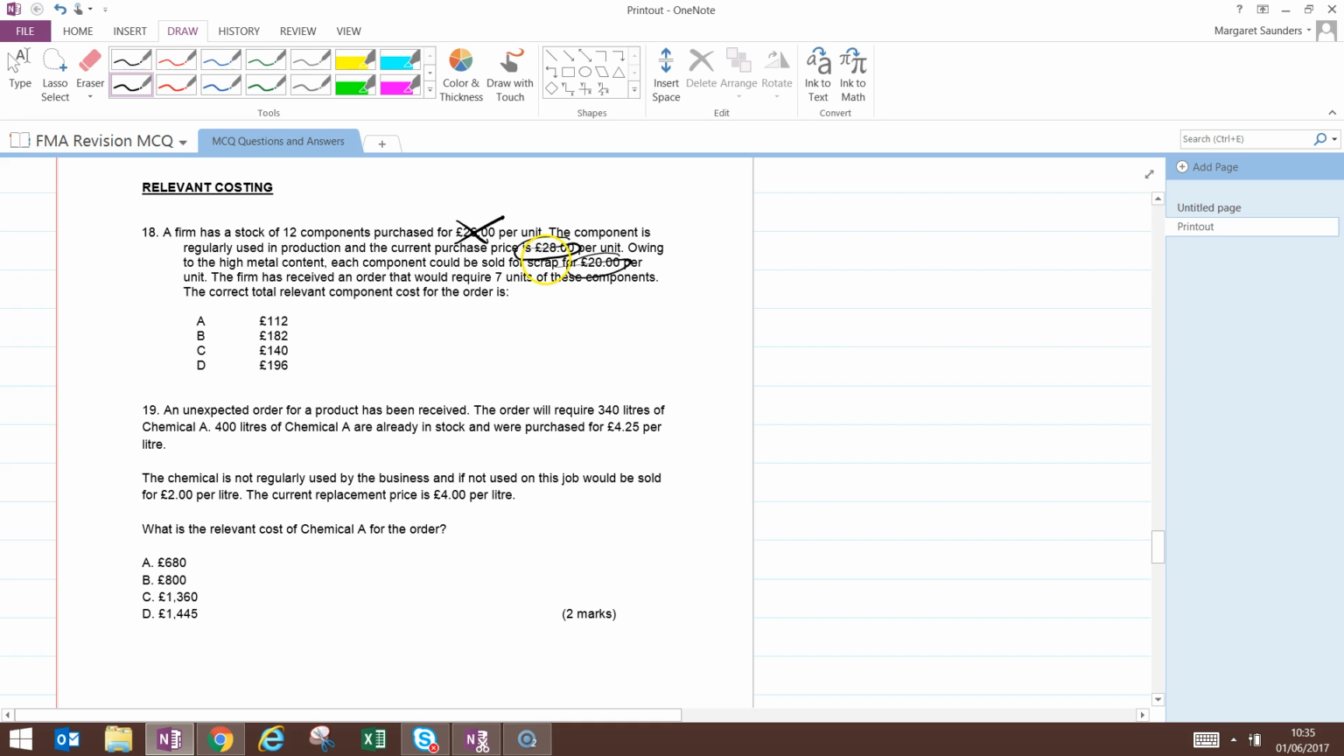So our current purchase price is £28, our scrap is £20. But the important word, regularly. This component is regularly used. So our relevant cost is the current purchase price of £28. So that's £28 a unit, and the order is for 7 units, so 28 times 7 is 196. So relevant cost £196. Answer D.